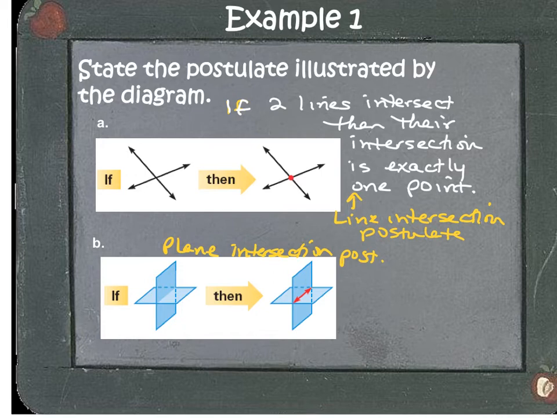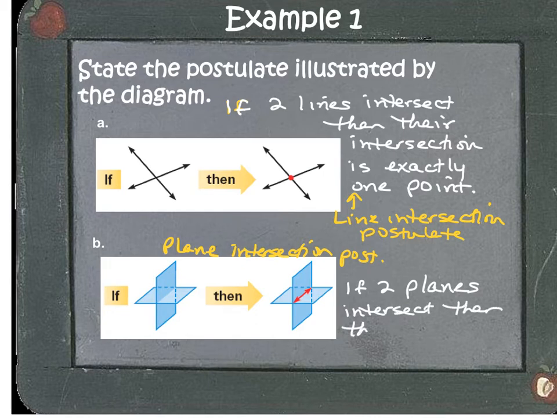Thank you. Okay, so then I'm going to restate the postulate, and it says if two planes intersect, then their intersection is a line.